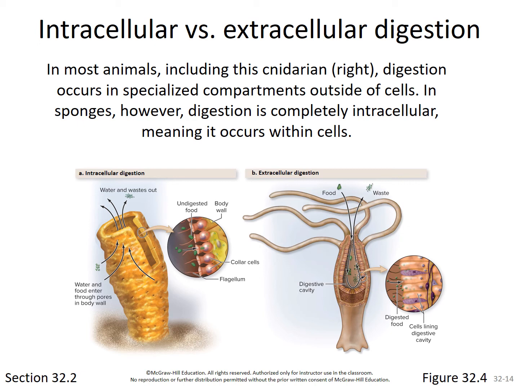Now, with intracellular digestion, the individual cells can take in fairly good-sized particles relative to the size of the cells, but the food is not digested outside of the cells. It has to be taken into the cells before digestion actually occurs. And so this is pretty much exclusive to sponges, whereas extracellular digestion involves every other type of animal.